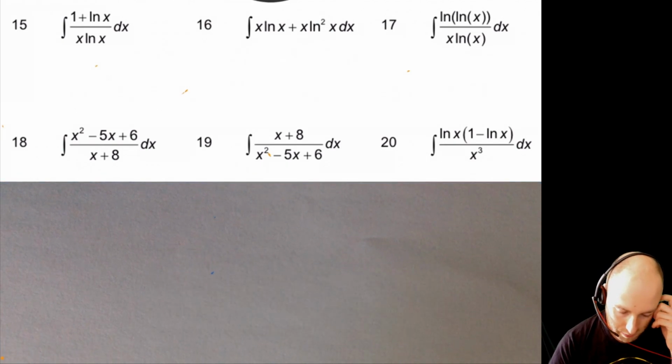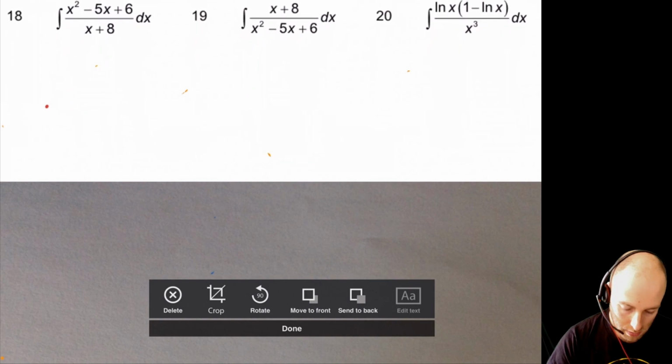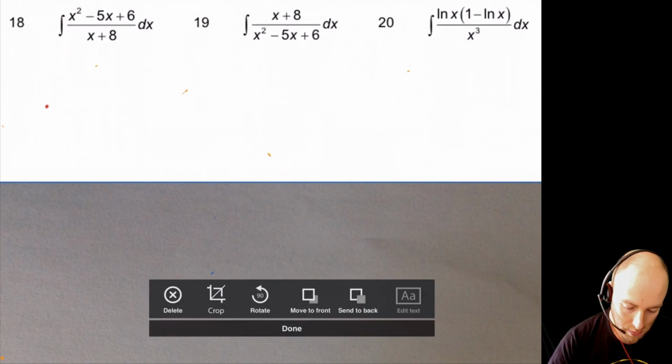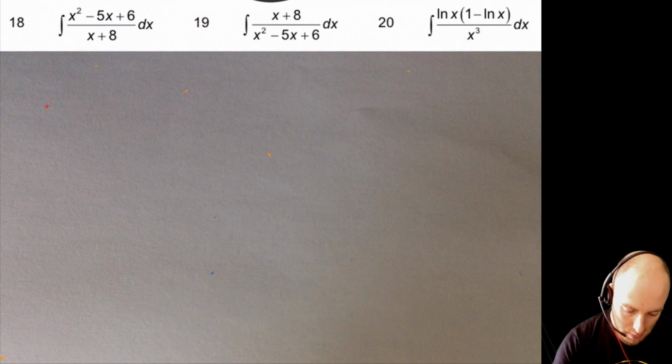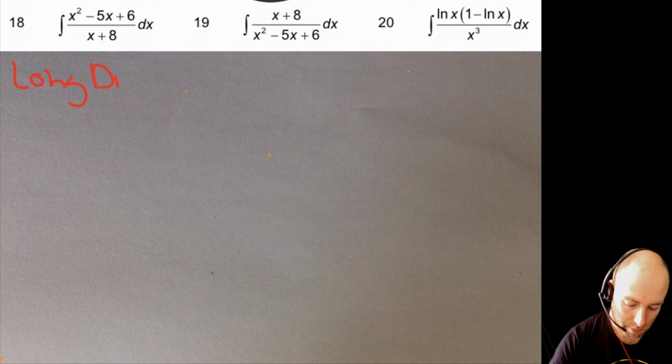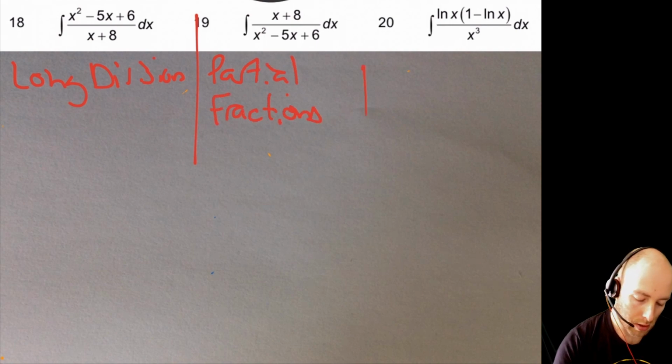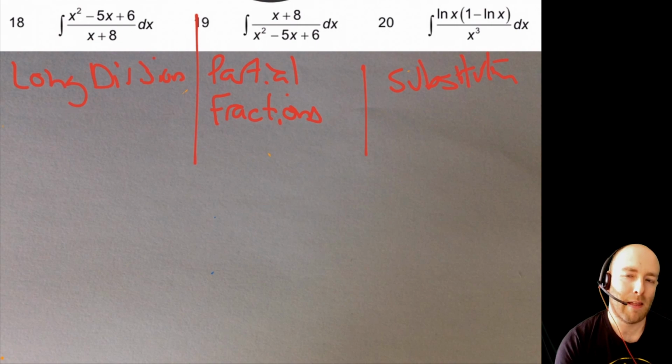So there's 3 left. First one, long division. Second one, partial fractions. And the third one, substitution plus something else.